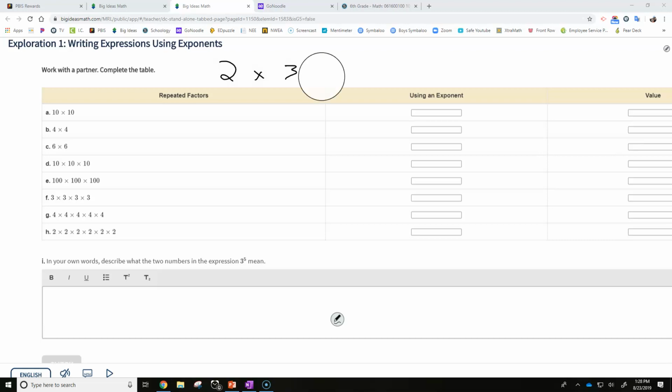Now if I put these two together, and I said repeated factors, it means a factor that's being repeated. Well, look at this. 10 times 10. 10 is a factor, and 10 was repeated. 4 times 4. 6 times 6. 3 times 3 times 3 times 6. Those are repeated factors. First, what we are going to do is only focus on this second part. Using an exponent. We want to complete the table. So I'm going to go from a repeated factor to something using an exponent, and we are going to call this a power.